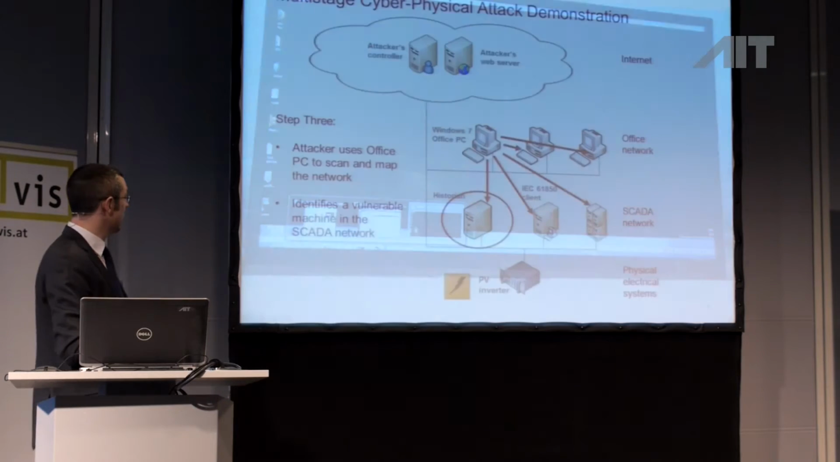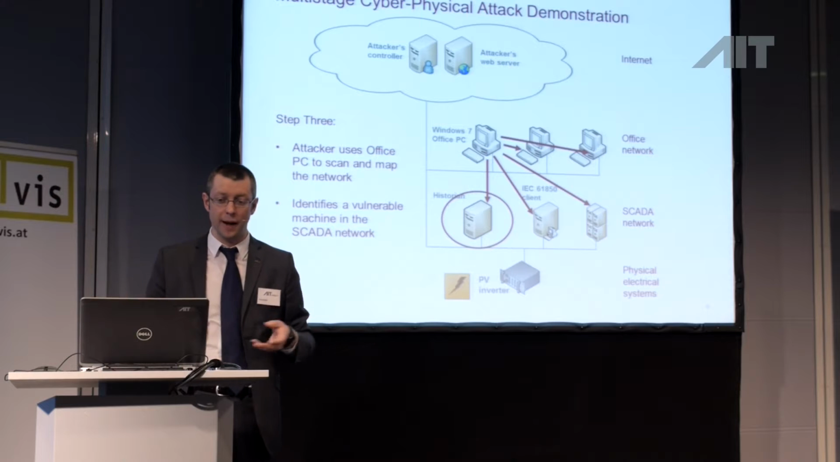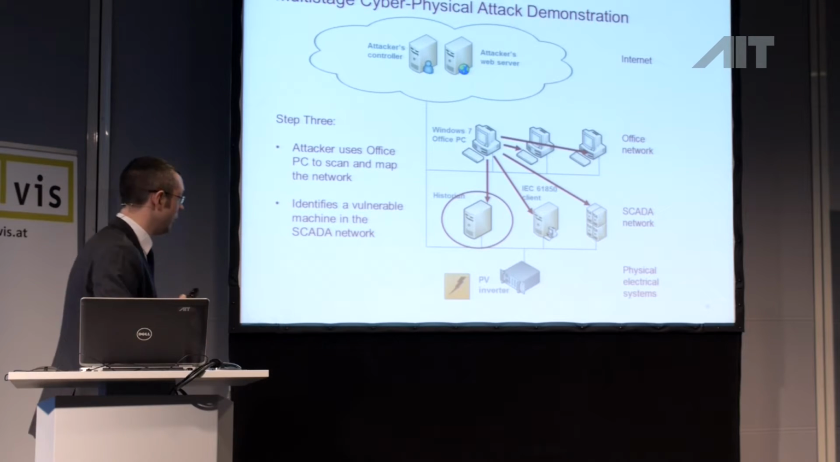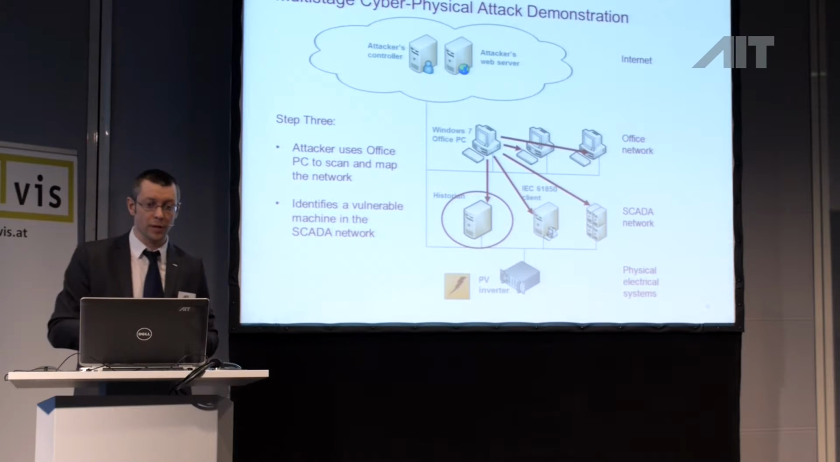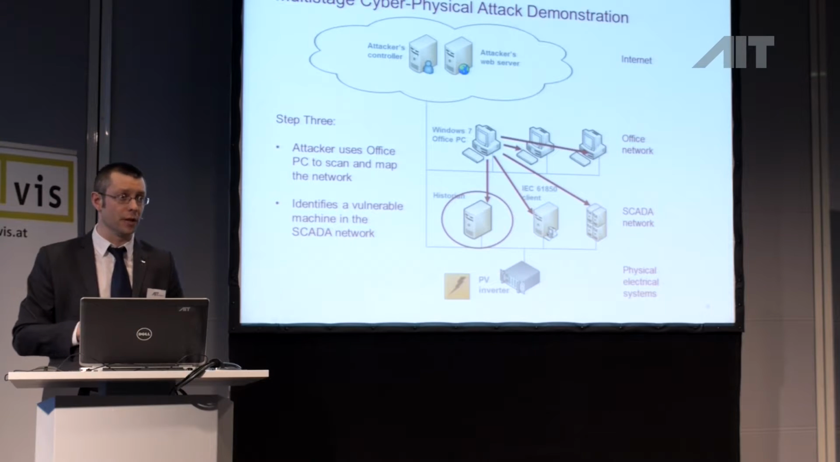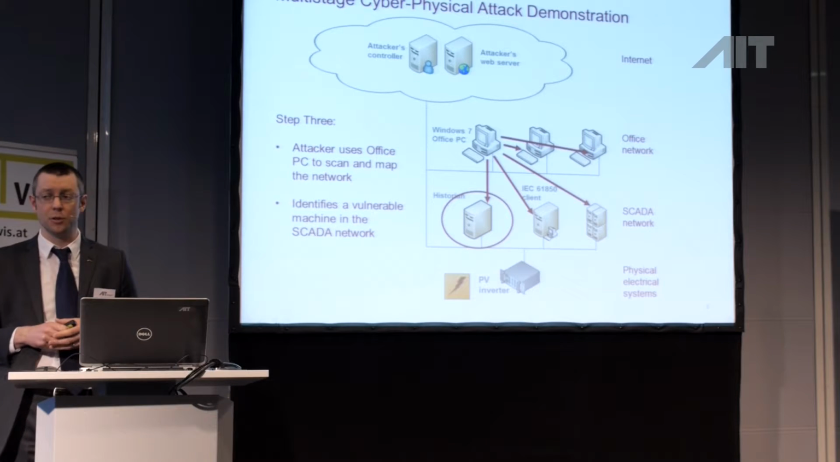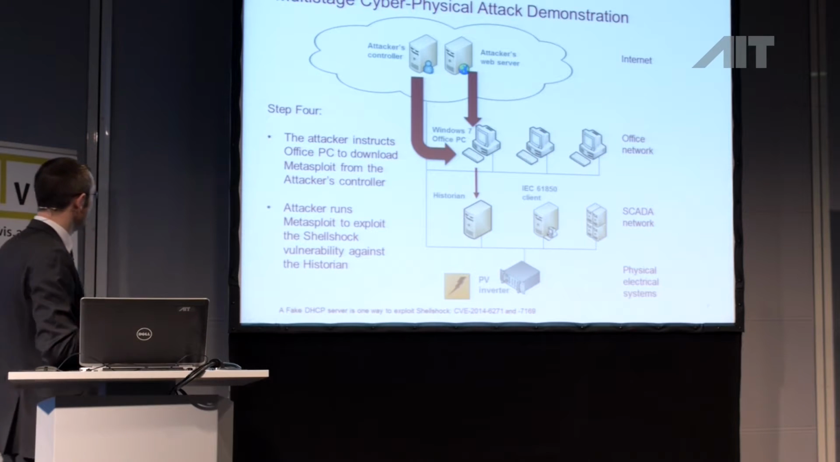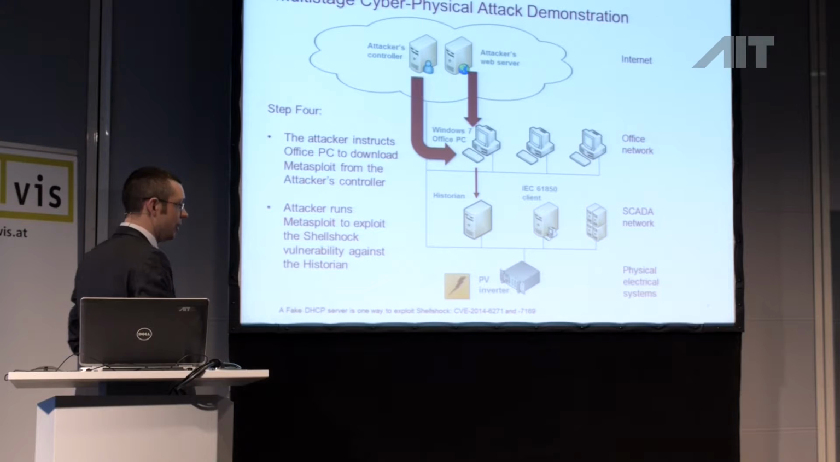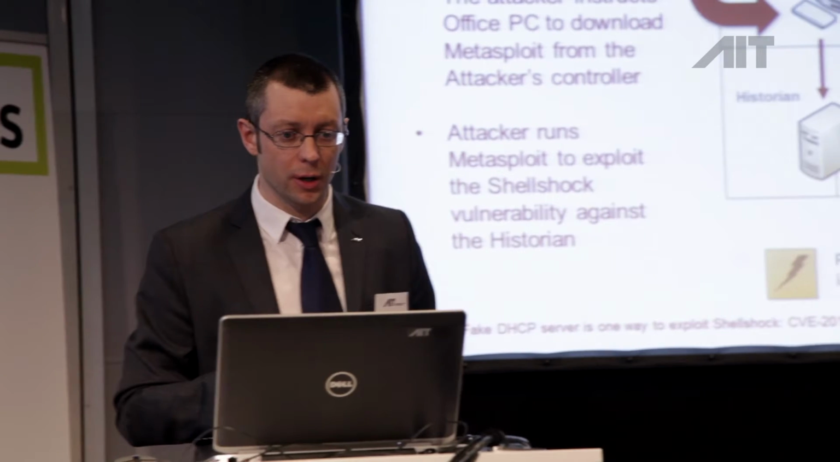If we switch back to the slides. OK, so from the Office PC, the attacker then scans the network for further machines to infect. He might use a tool called Nmap to do this. And then he identifies a vulnerable machine in the SCADA network, our historian that I mentioned earlier. This is a Linux machine that's maybe running a slightly older distribution of Linux that's vulnerable to certain vulnerabilities. In particular, this historian has the Shellshock vulnerability, which I think you heard about earlier.